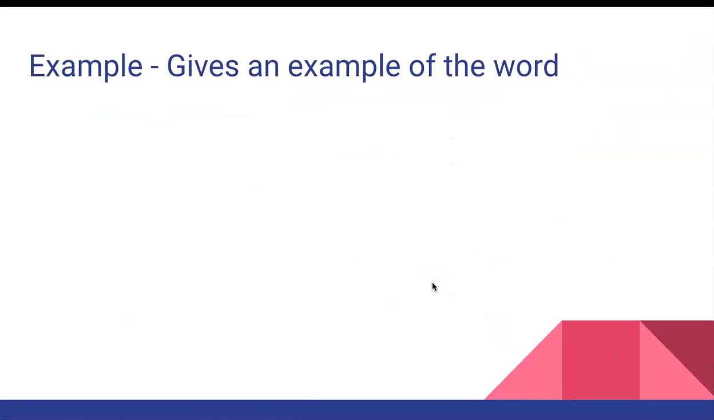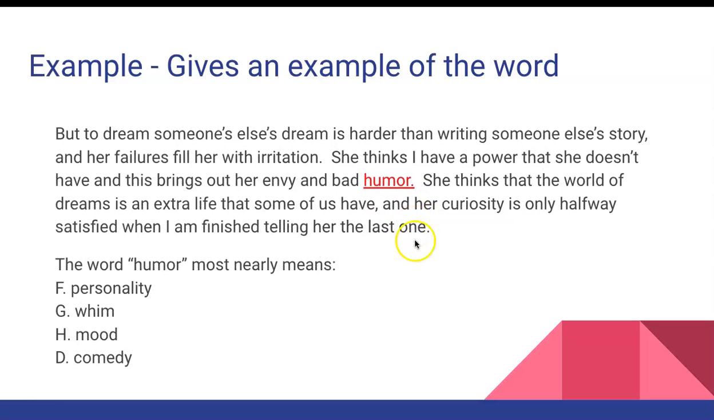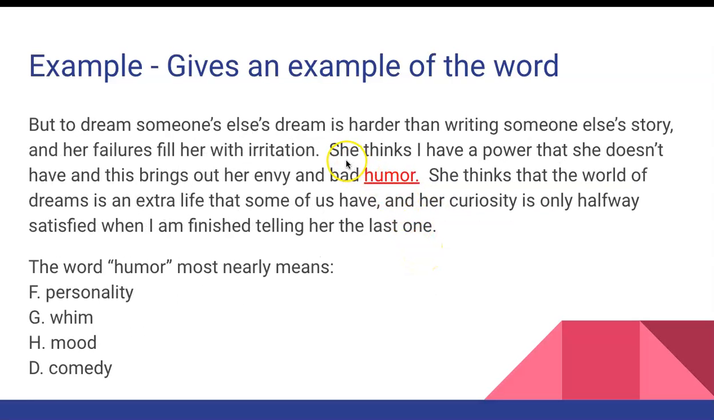Now the next one we have is an example, and that means they give examples of the word, and then based off of those examples we can figure out the definition. So here's a passage. I'm going to start right here. She thinks I have a power that she doesn't have, and this brings out her envy and bad humor.